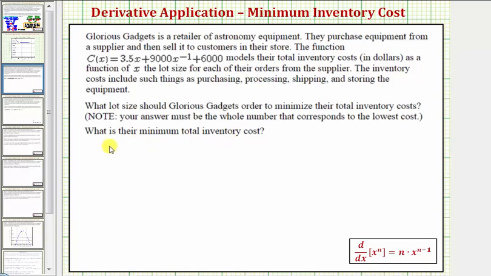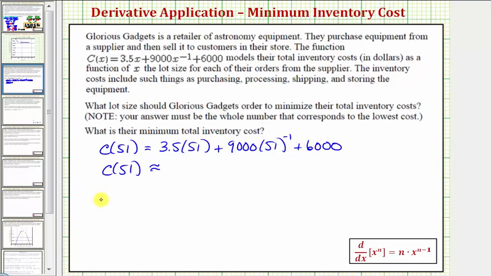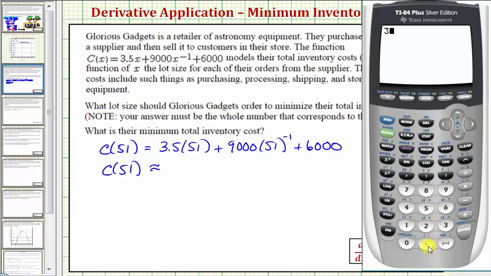So the minimum total inventory cost is going to be C of 51, which is going to be equal to 3.5 times 51 plus 9,000 times 51 raised to the negative 1 plus 6,000. And now we'll go back to the calculator. So we have 3.5 times 51 plus 9,000 times 51 raised to the power of negative 1, right arrow, plus 6,000.